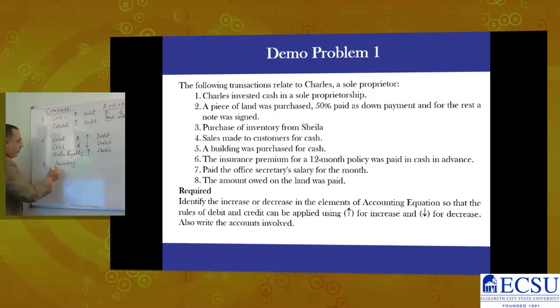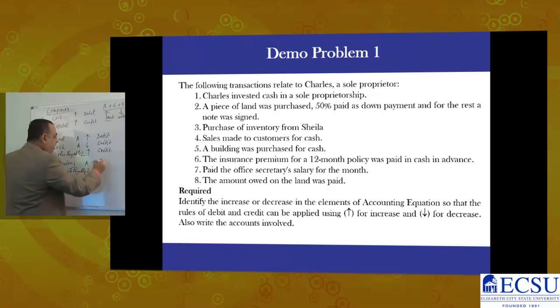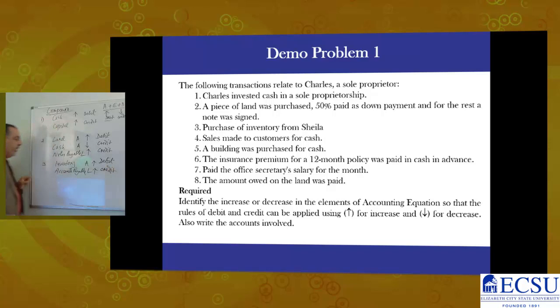So therefore I'm going to consider that as accounts payable. Accounts payable, inventory is an asset going up, accounts payable is a liability going up, therefore it is a debit and it is a credit. So that's how we'll handle number 3.